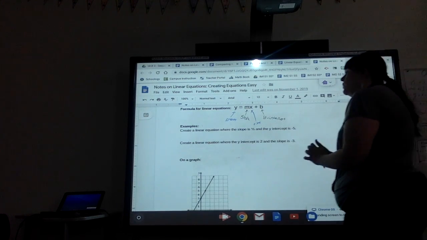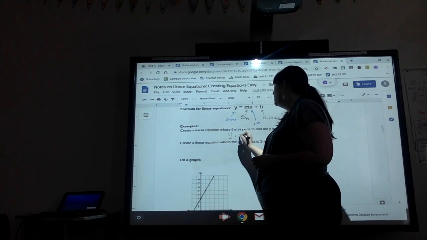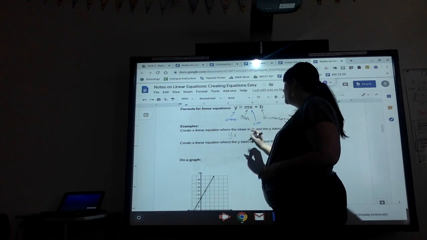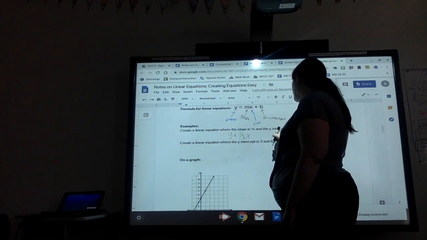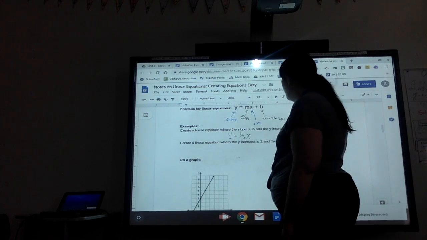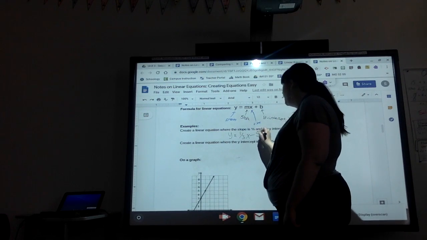-5. So equations always have x's and y's. So y equals, m is my slope, and the slope says 1/3. And then I have to put x next to it. And then the y-intercept is -5. If it's a minus 5, you do not write plus negative 5. You just write minus 5.